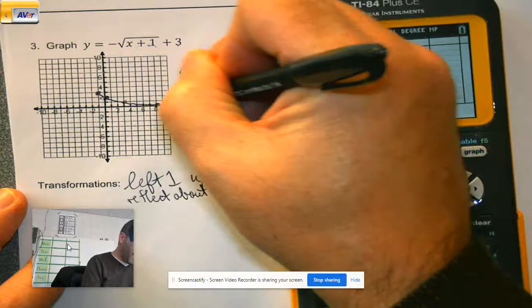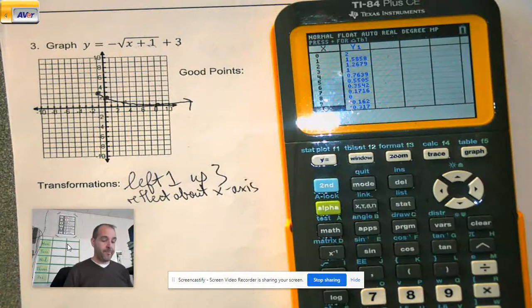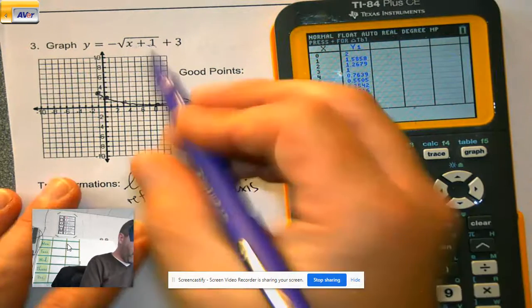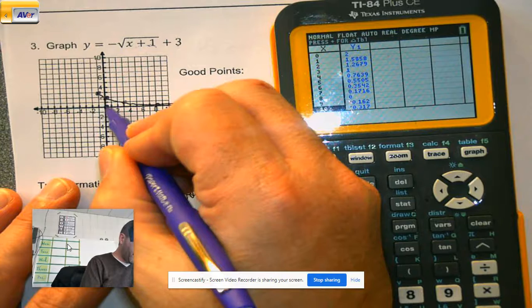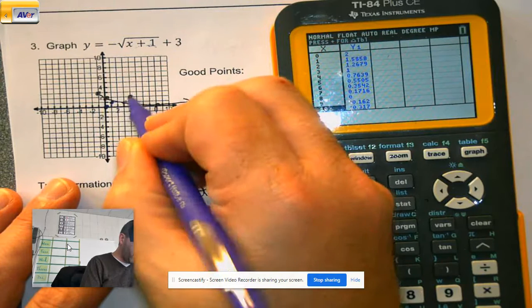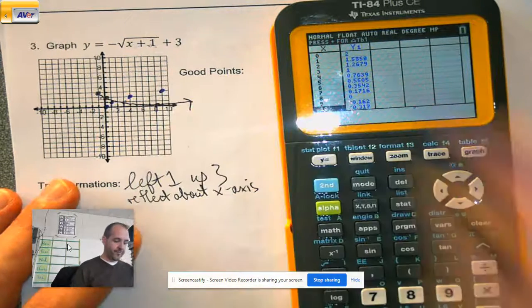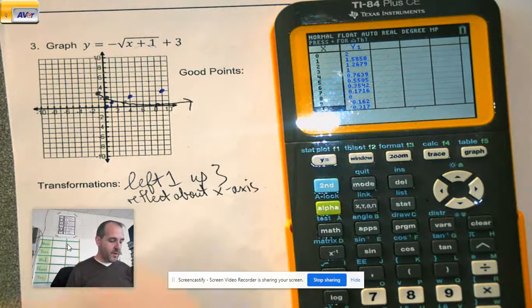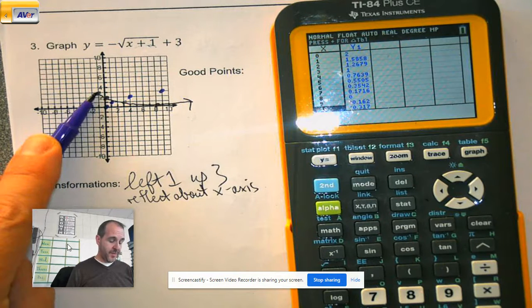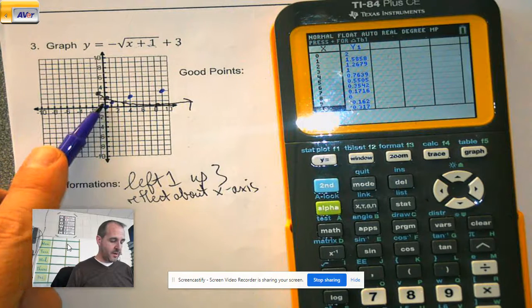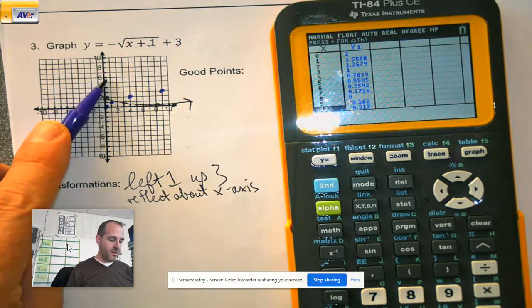Perfectly fine for you to do it this way. Okay, what if you were doing your parent points? If you were using parent points, so 0, 0, 1, 1, 4, 2, 9, 3. Okay, we still went left 1 and up 3. But you're like, Hardy, if I did that on the next one, left 1 and up 3, what happened?